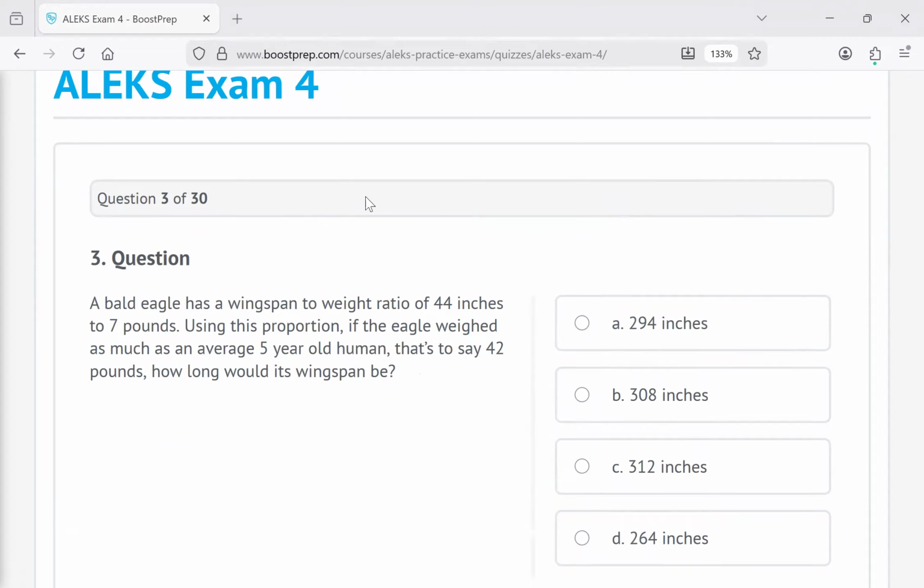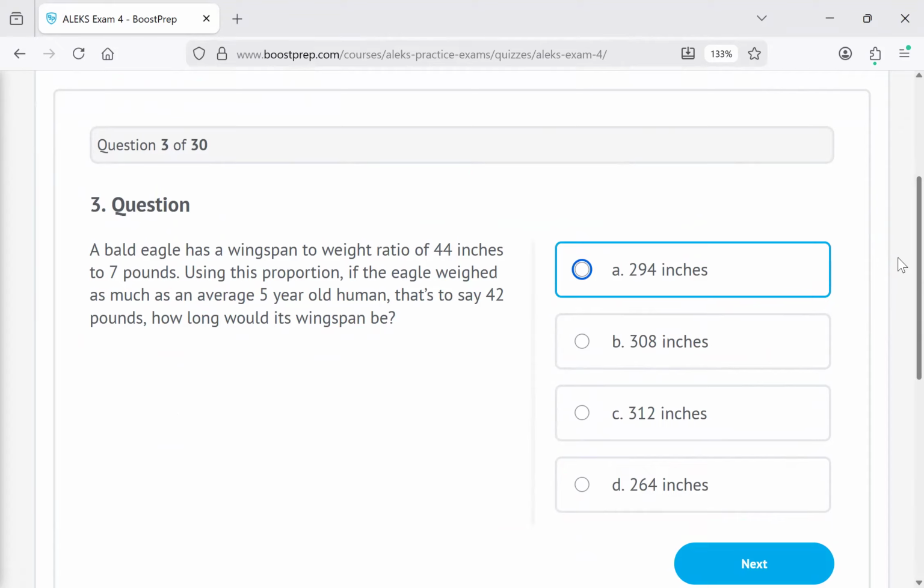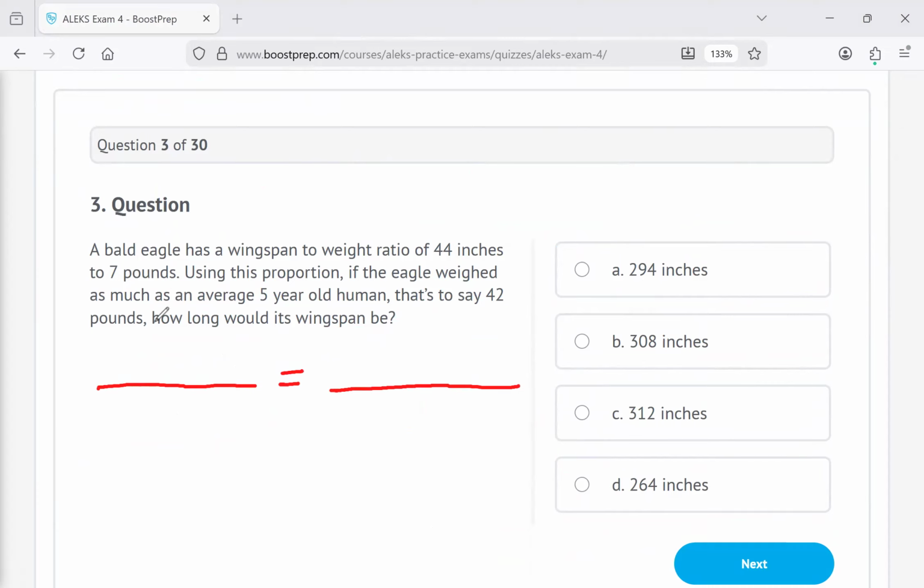Question 3. Question 3 says a bald eagle has a wingspan to weight ratio of 44 inches to 7 pounds. Using this proportion, if the eagle weighed as much as a 5-year-old human, that's to say 42 pounds, how long would its wingspan be? So what you're going to do is set it up as a proportion like this. With proportions, you set it up however you like. You just have to make sure that this unit connects with this unit, and the bottom unit goes with the bottom unit.